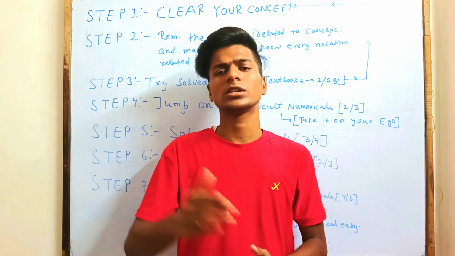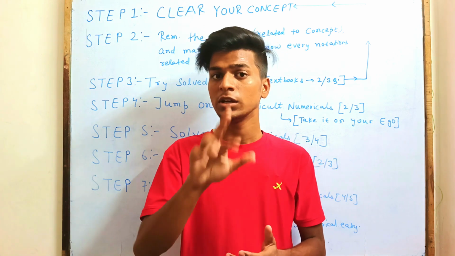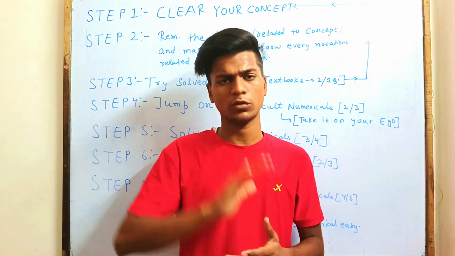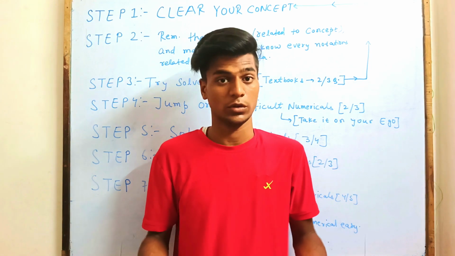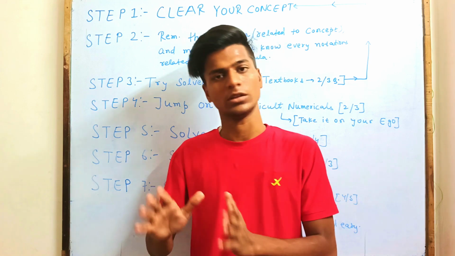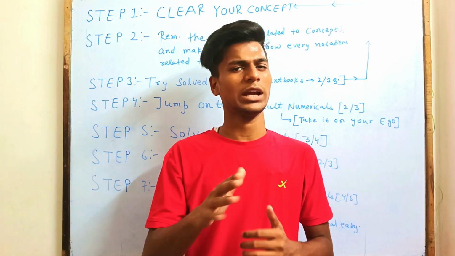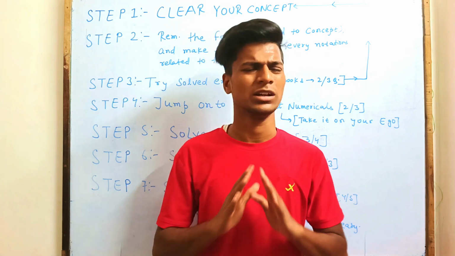Now step number 4 is to jump onto a difficult example. Which difficult example? The solved one. Put a cover on it and try to solve it your way. And if you are able to solve it, very much okay. If your concept is clear, you will solve it, not a problem.